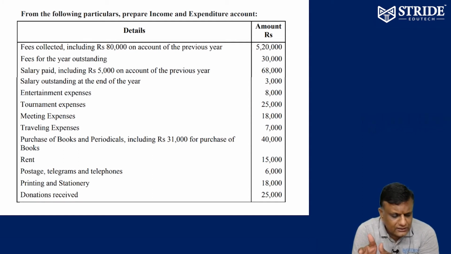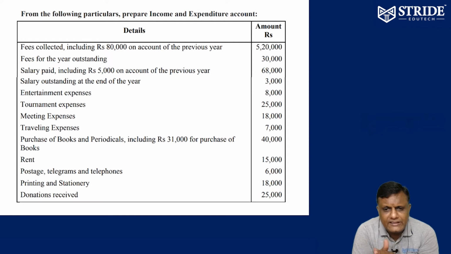Out of 40,000, 31,000 is books, an asset created. The remaining 9,000 is journals, which means use and throw items, so revenue expenditure. Out of 40,000, 31,000 is an asset, and the remaining 9,000 is periodicals, journals, use and throw items, revenue expenditure. So you have to transfer 9,000, that is 40,000 minus 31,000, to the expenditure side.